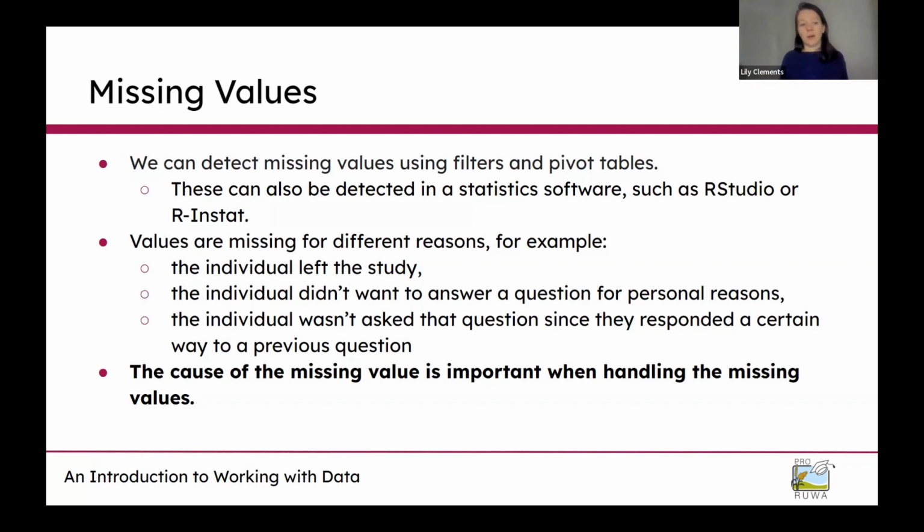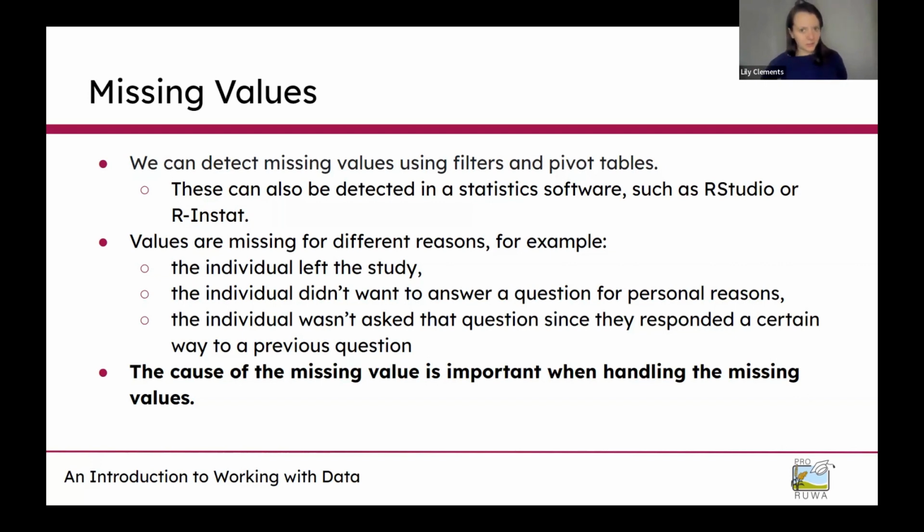And then the final one is that the individual wasn't asked that question because they responded a certain way to a previous question. So this, again, we would have a missing value because an individual wasn't ever asked that question. I hope you can appreciate that this is completely different to what we saw in the first case of, why did you leave the study? Is it because you have poor perceptions?